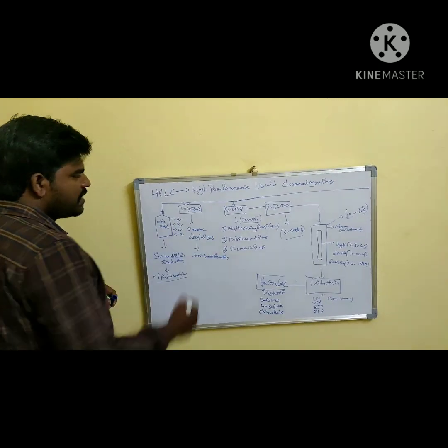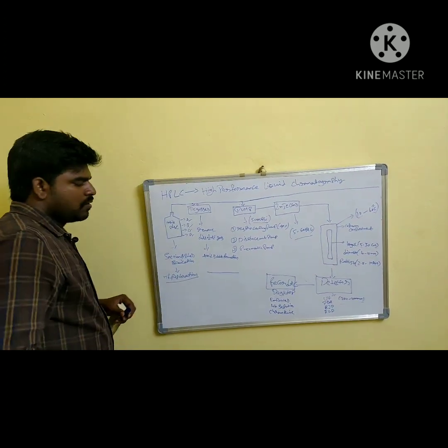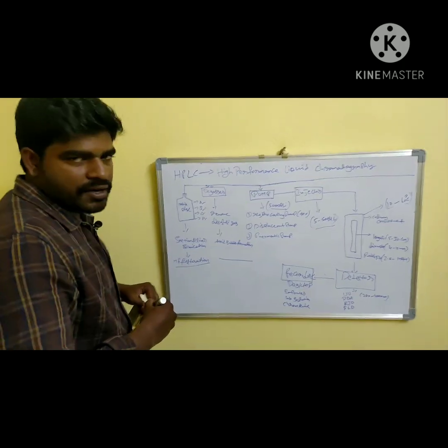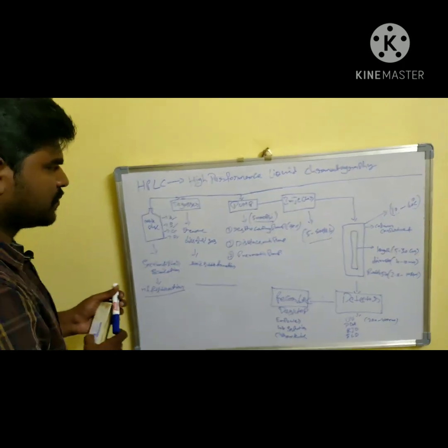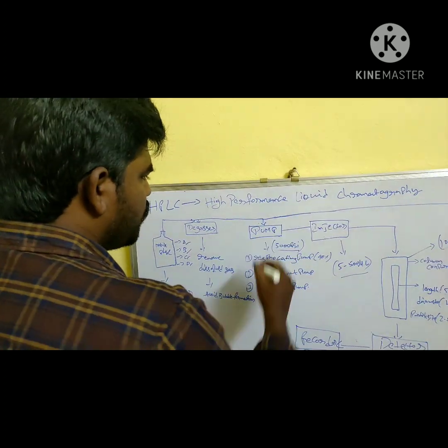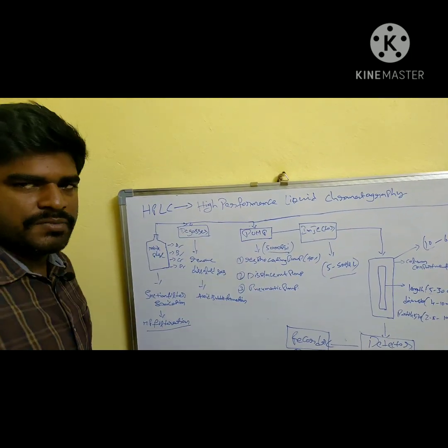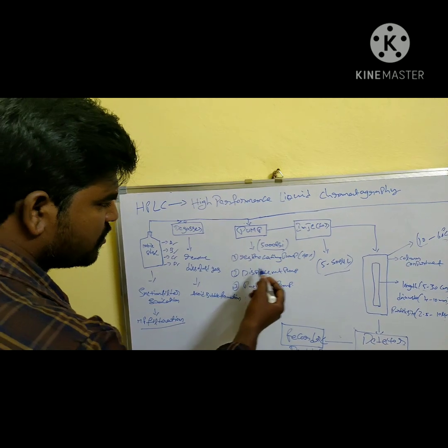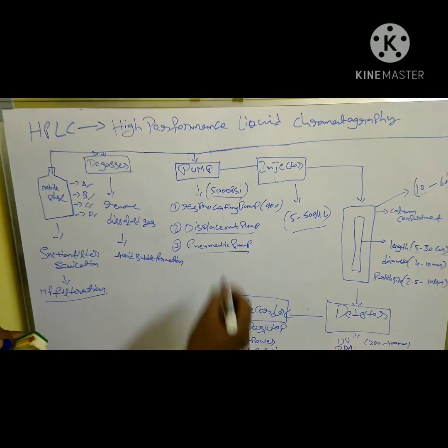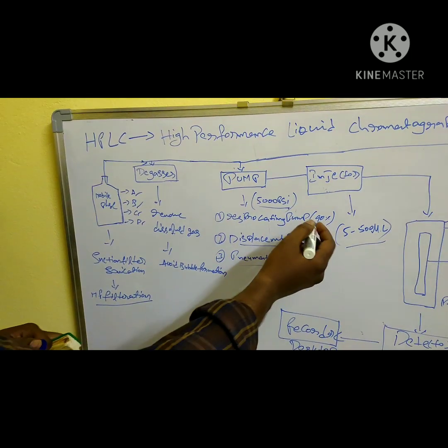So what is the advantage of the degasser? We will get smooth pump flow, without interruption. After that, the solution reaches the pump. How many types of pumps are there in HPLC? Mostly three types of pumps are available. One is the reciprocating pump, the second is the displacement pump, and the third is the pneumatic pump. In 90% of HPLC we use the reciprocating pump.